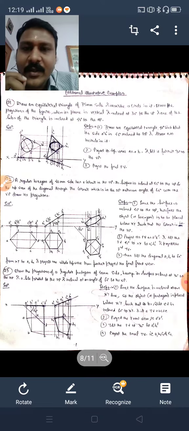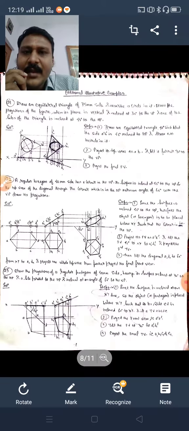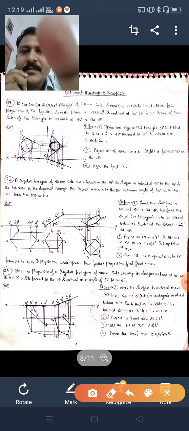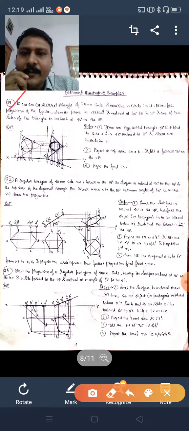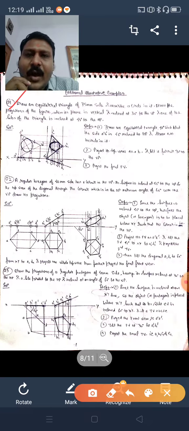This is the question, question number 1. See this question number 1. What is written here? Draw an equilateral triangle of 75 mm side and inscribe a circle in it. Listen to this question carefully; there is no problem. You have to draw a triangle and you have to draw an incircle in it.